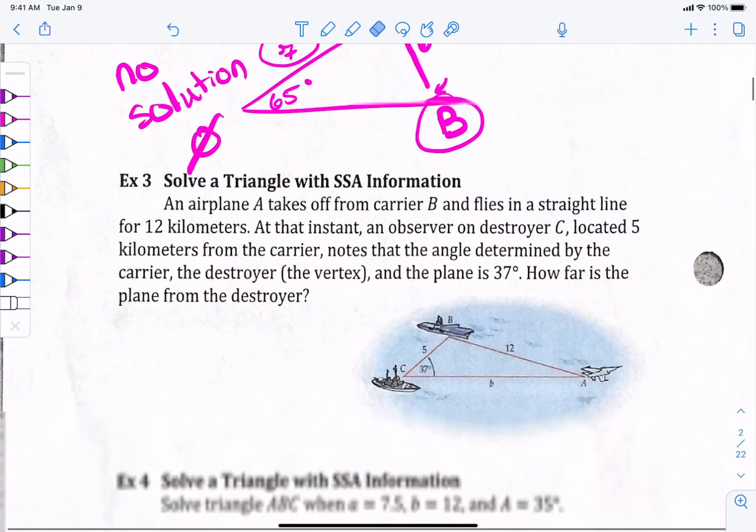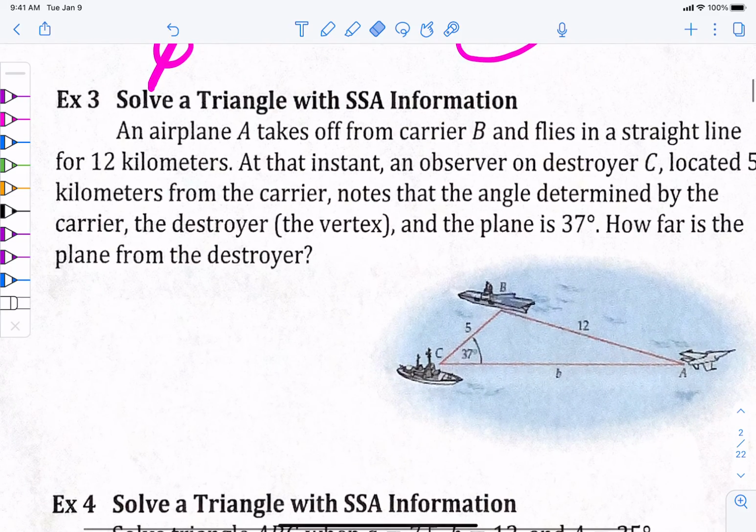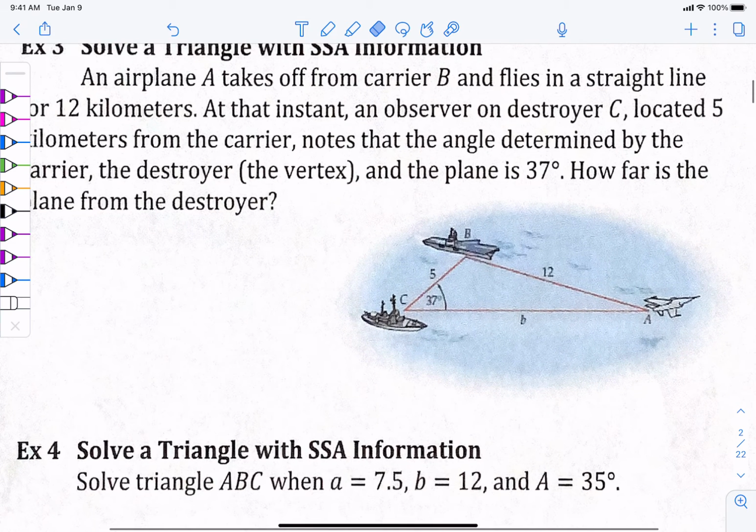Okay. Let's go down to example 3. An airplane A takes off from carrier B and flies in a straight line for 12 kilometers.